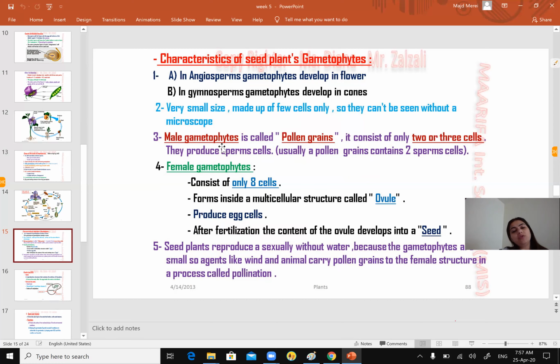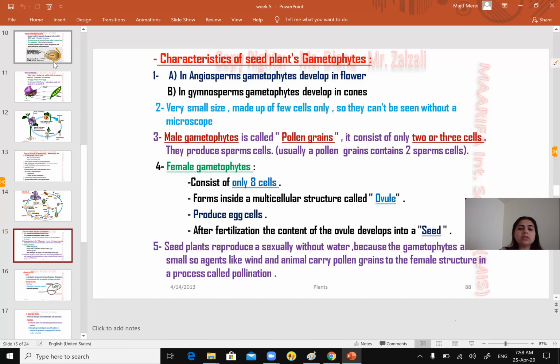The male gametophytes are called pollen grains. They have two or three cells. They produce sperm cells, usually two sperm cells. The female gametophytes have eight cells. One of them is the egg cell. After fertilization, the content of the ovule develops into a seed.